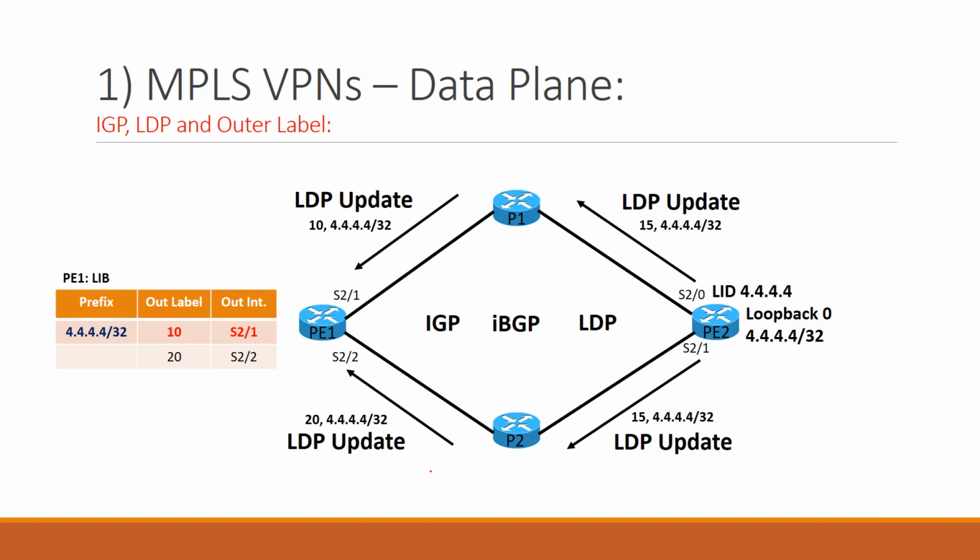In this slide, we will discuss how the outer label is added and redistributed or advertised. BE2 is configured with a BGP ID and label ID 4.4.4.4, and there is a VPNv4 session between BE2 and BE1, configured by the way.